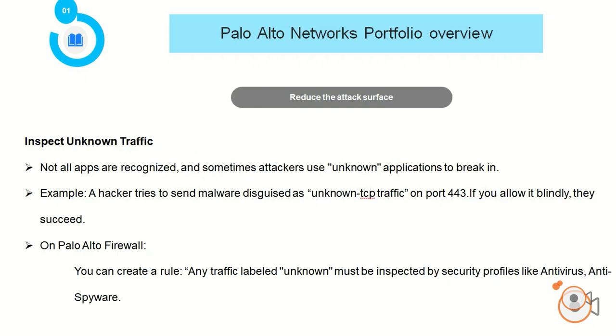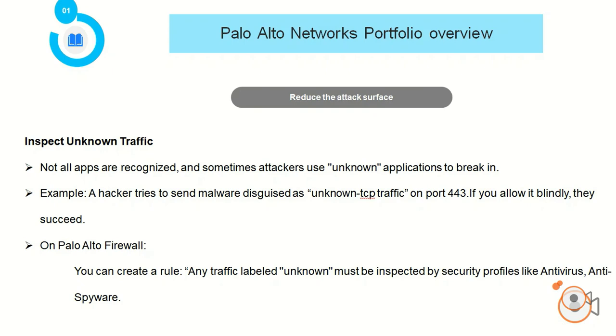We have also another mechanism to reduce the attack surface. It is inspecting unknown traffic. Here we must mention that not every application passing through a network is easily identified. Some applications are unknown because, for example, they are not in the firewall database, or, for example, because they are custom made. Then hackers sometimes use these unknown applications to attack the network or to attack your system.